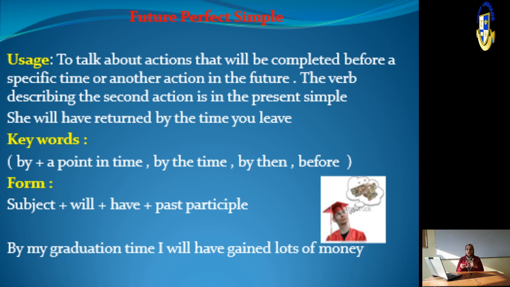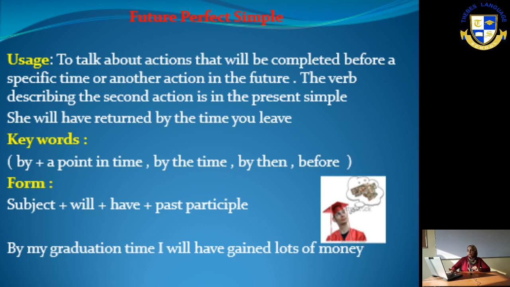Okay, she will have returned. It means that she hasn't returned yet. But what will happen when you leave? When you leave, she will have returned here. So you won't see her and she won't see you because you left and she returned. What are the keywords? By plus a point in time, or by the time, or by then, or before, or by this time tomorrow or next week.